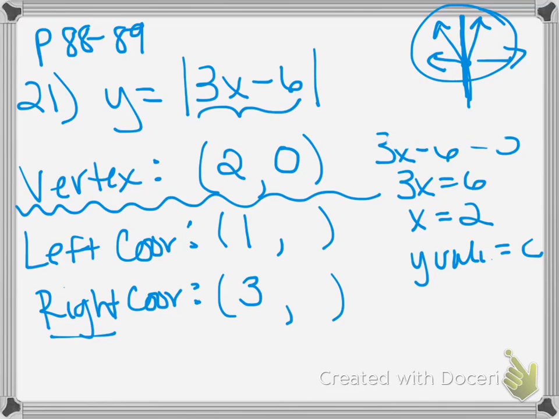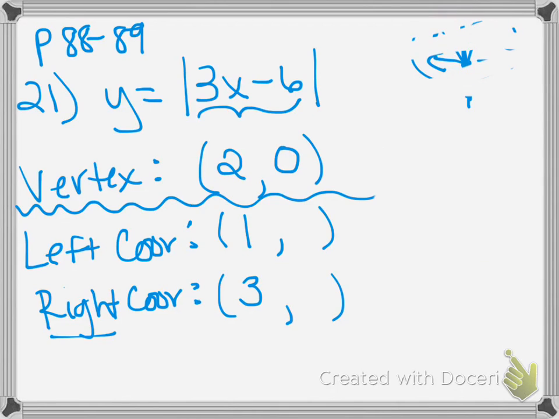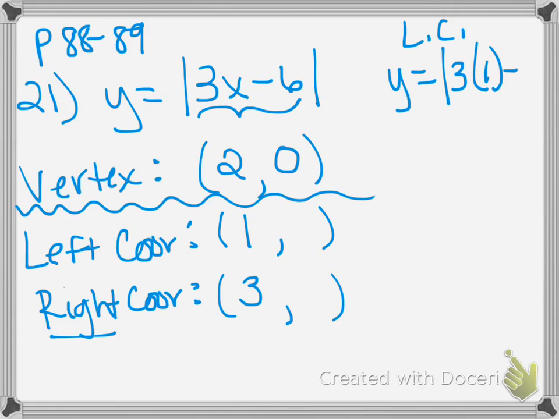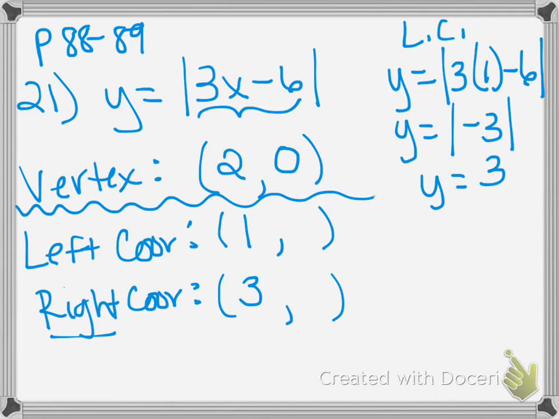Now I need to actually calculate what y is going to be. The y is only the c value if you're finding the vertex. Anything else you actually have to substitute it in and find out, because it's y equals. So let's find the y value for the left coordinate. For the left coordinate, it's y equals the absolute value of 3 times 1 minus 6. 3 times 1 is 3. 3 minus 6 is -3. The absolute value of -3 is 3. So my left coordinate, the y value is 3.